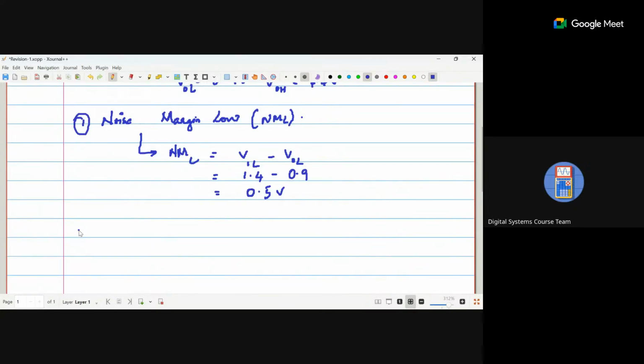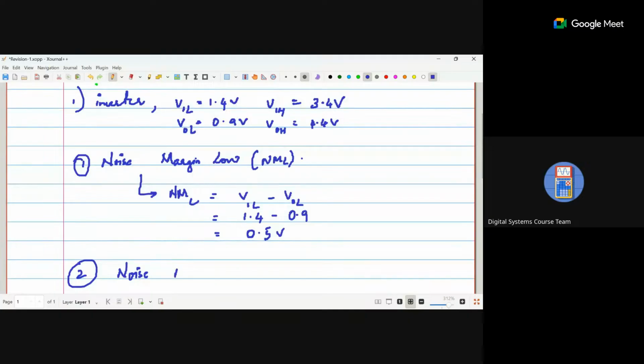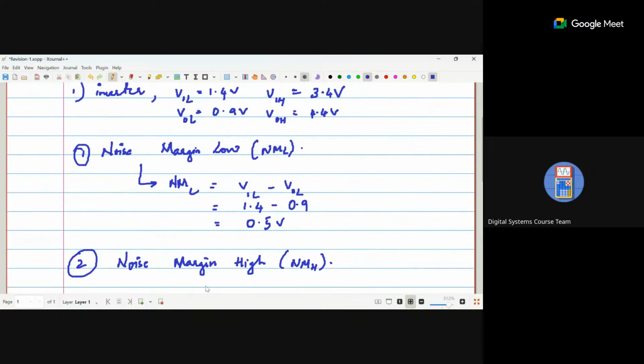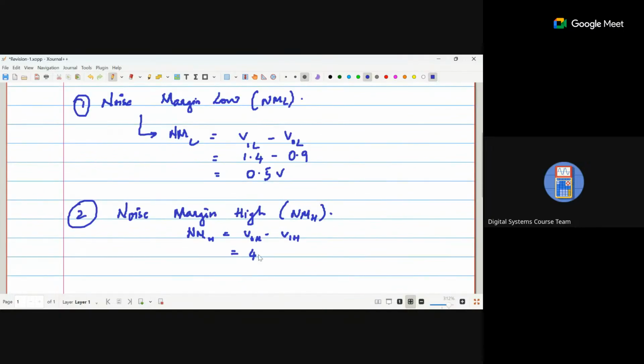Then moving on to the second one, noise margin high for the same question. So for the same question, we have to find noise margin high. What is the value for NMH? It will be VOH minus VIH, which is 4.4 minus 3.4, equal to 1.